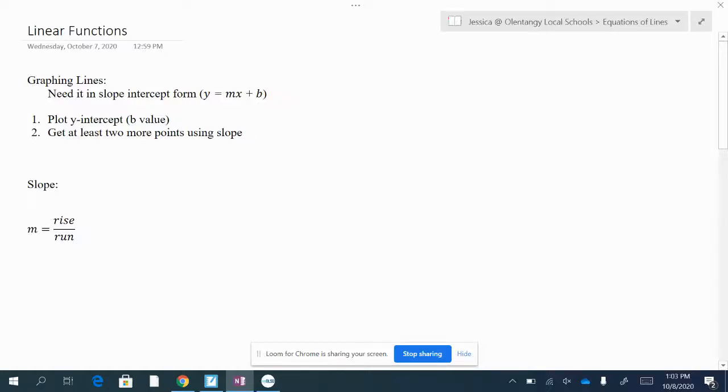So talking about linear functions and a linear review today, first, when you're graphing lines, you should have them in slope-intercept form, so that's y equals mx plus b. Your y-intercept is your b value, so you would go to 3 on the y-axis and plot that. So for example, if I had y equals 2x plus 3, on my graph, this is going to be my y-intercept. So then I would go to 3 on my y-axis, and that is 1 point.